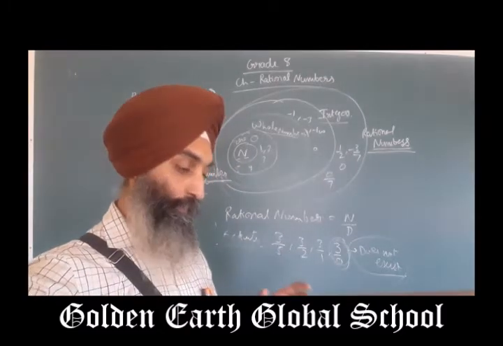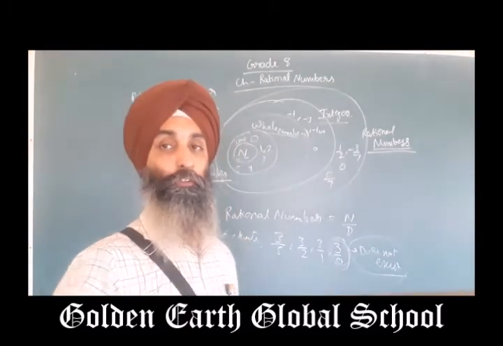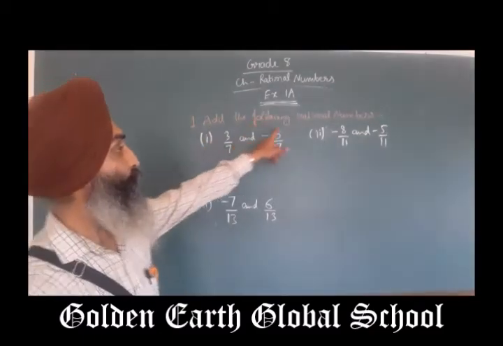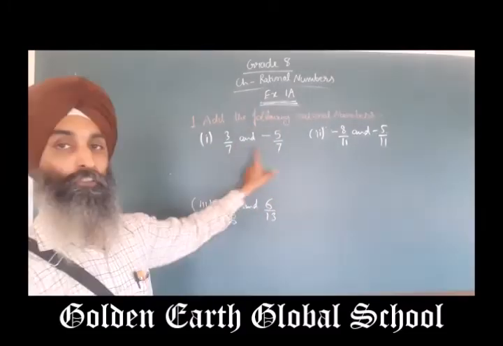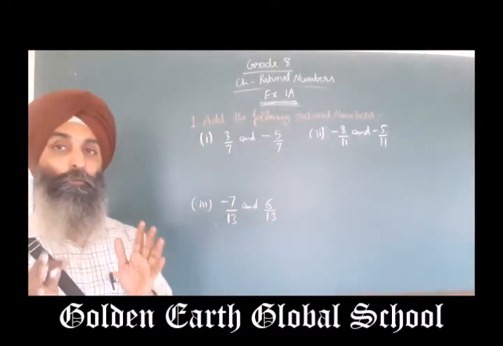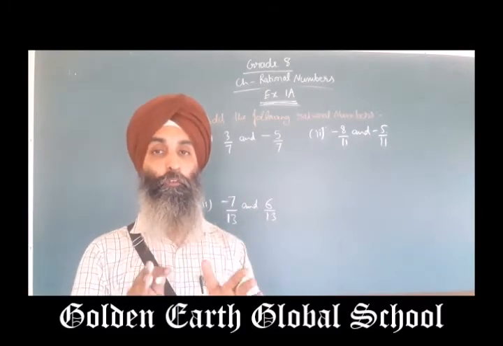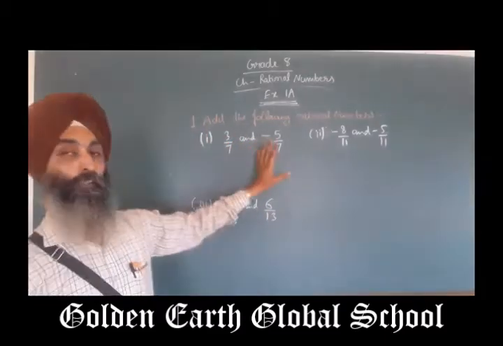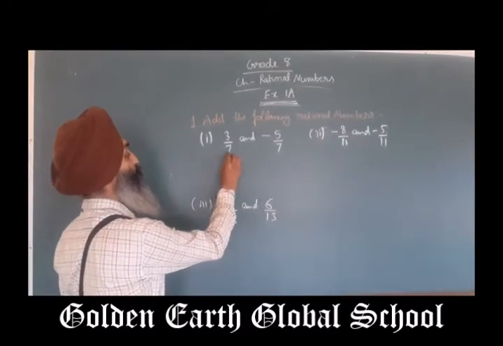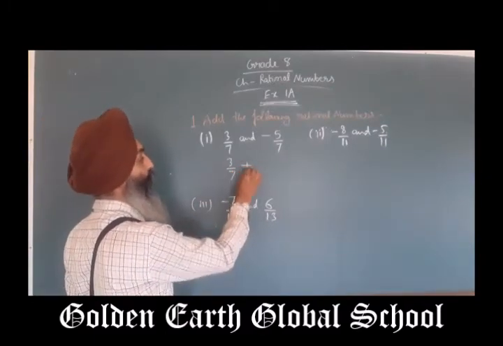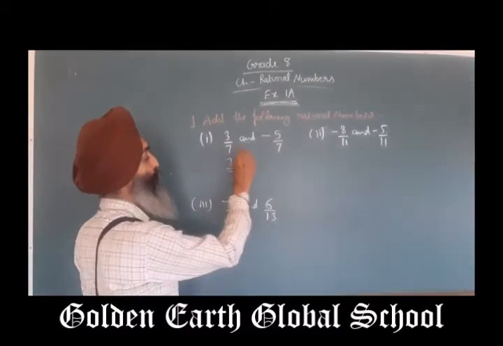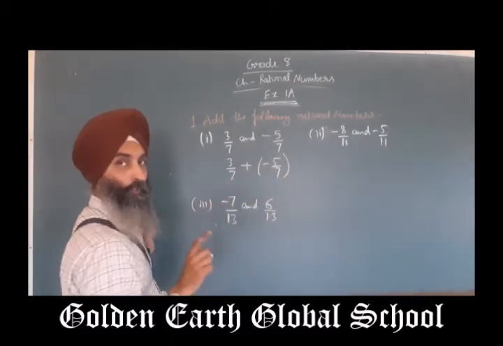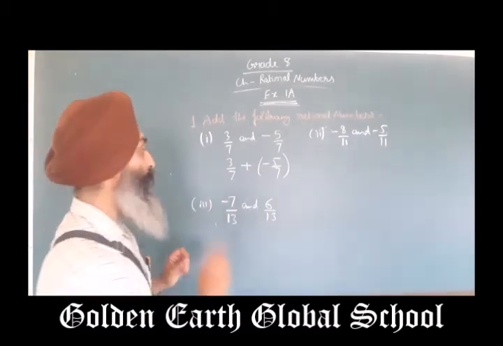So now let us discuss the question answers of your book exercise. So here is your first question. The first question is to add the following rational numbers. We have to add these two rational numbers. Remember one thing, we will apply the same rules of integers. As we add integers, the same rule applies in rational numbers. The first number is a positive number and we have to add, so I put a plus. The second number is a negative number. So negative times positive, integers rule, is negative.